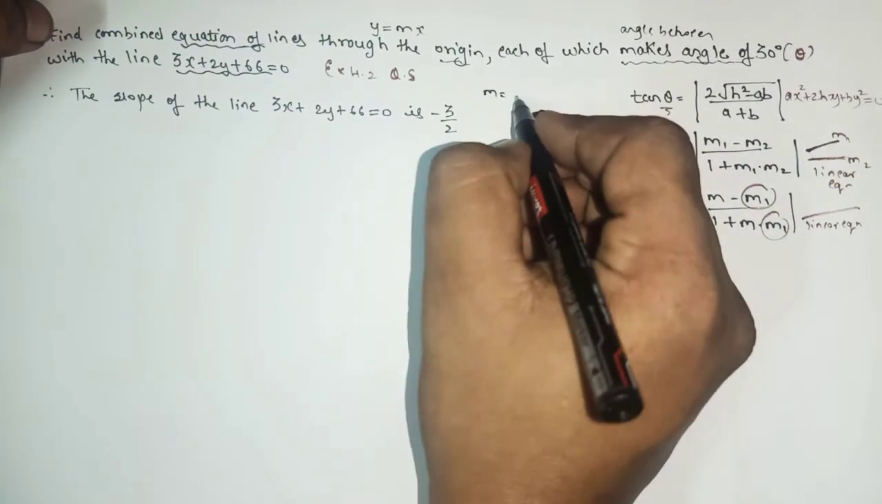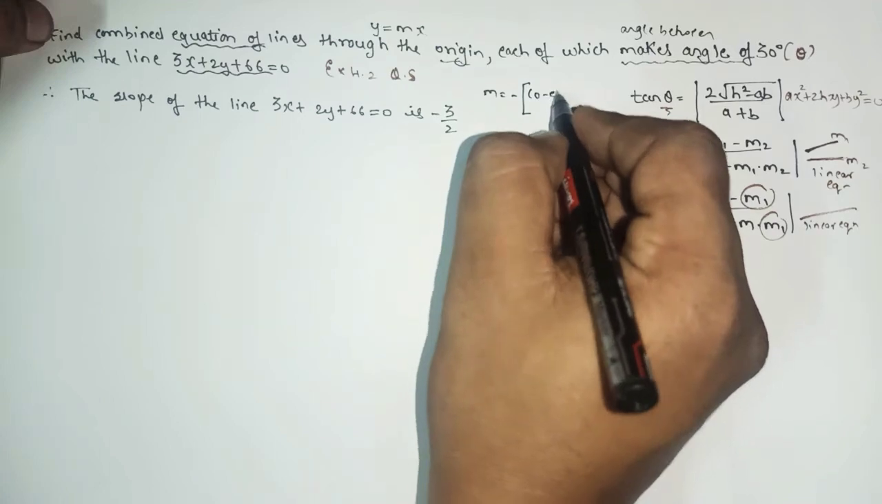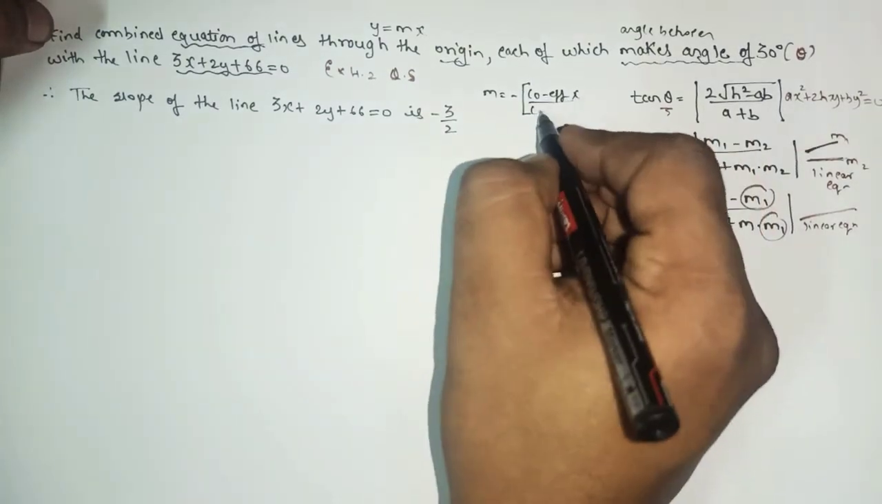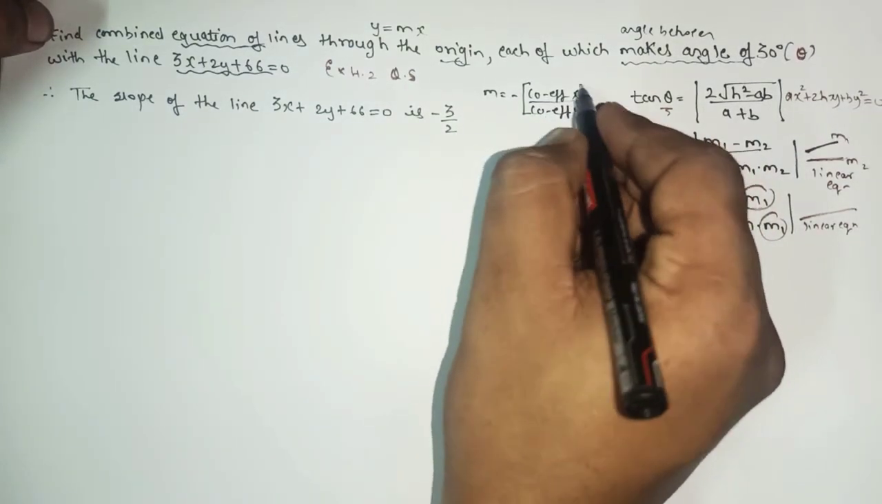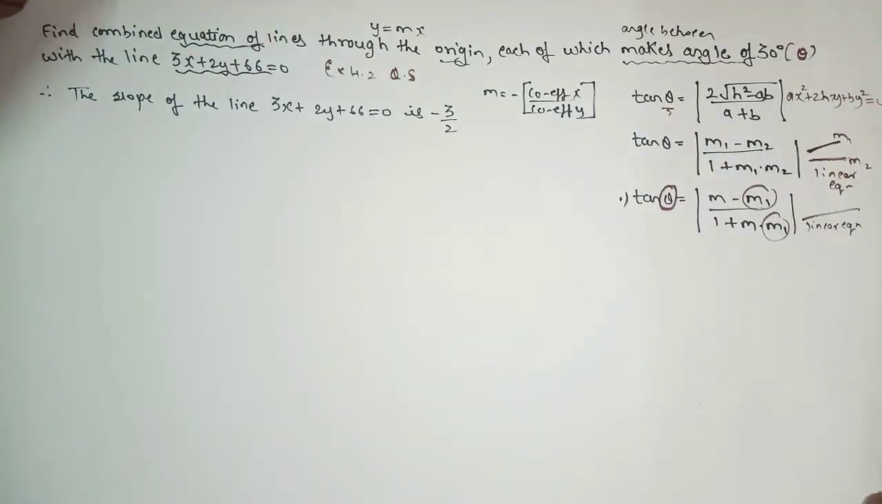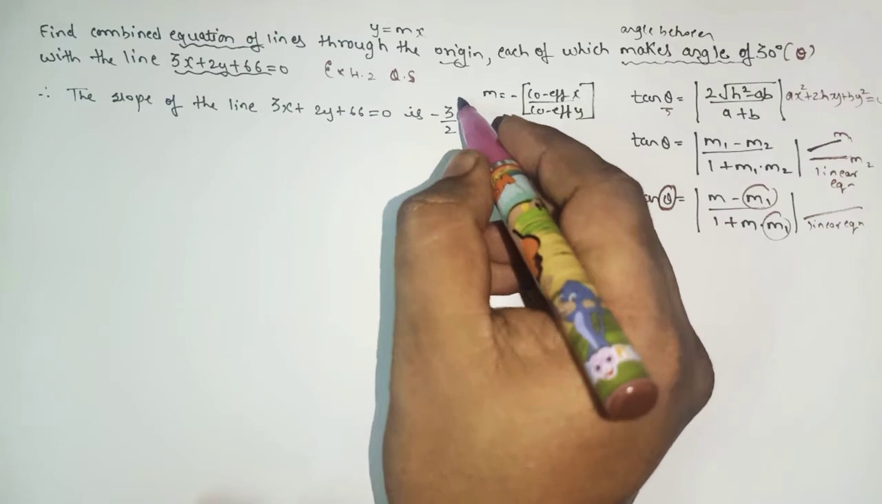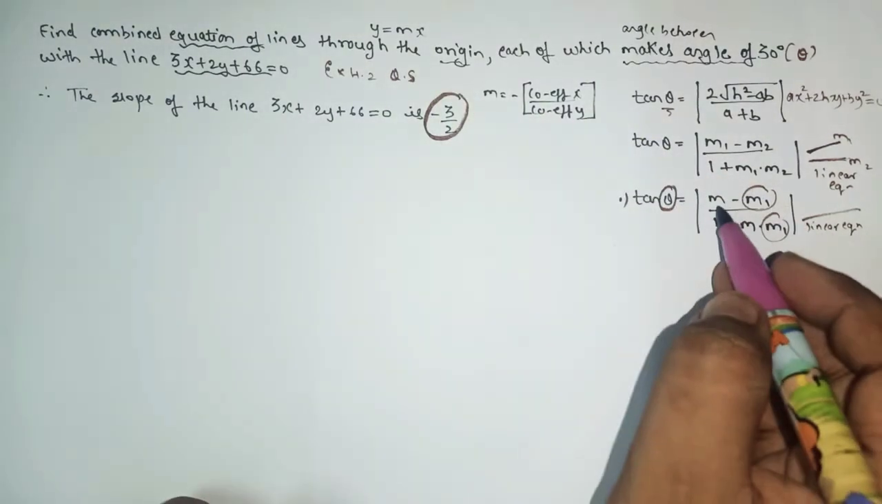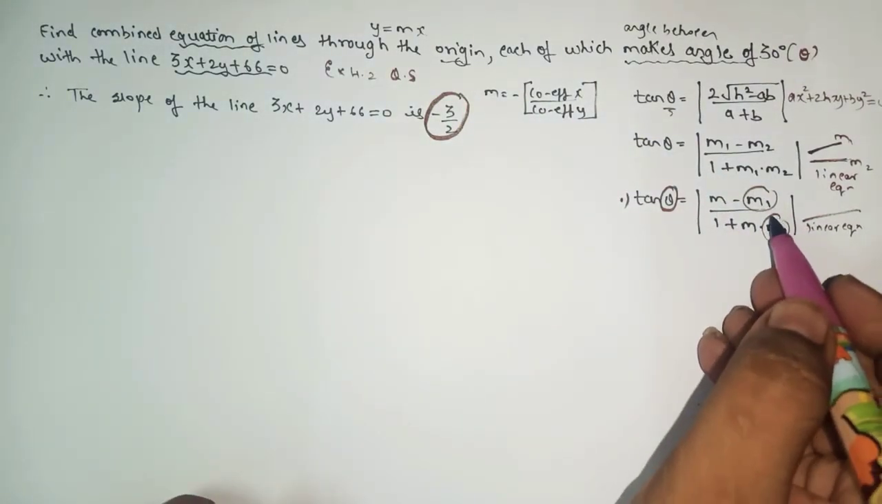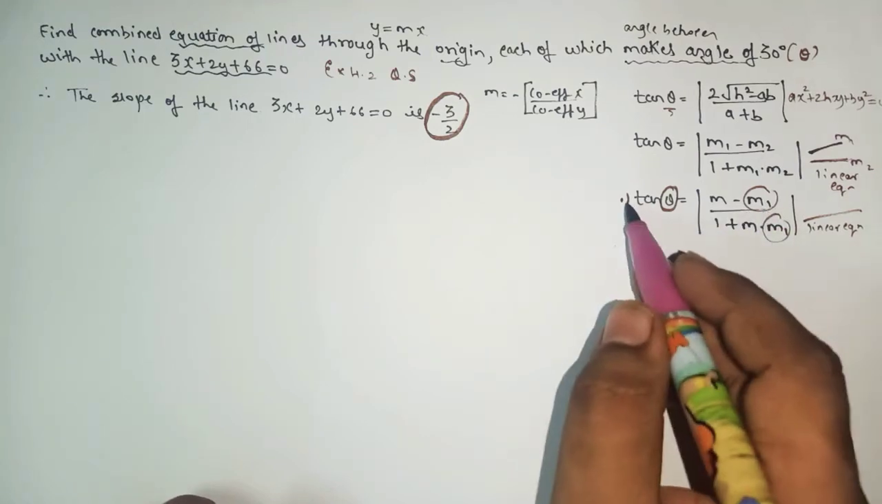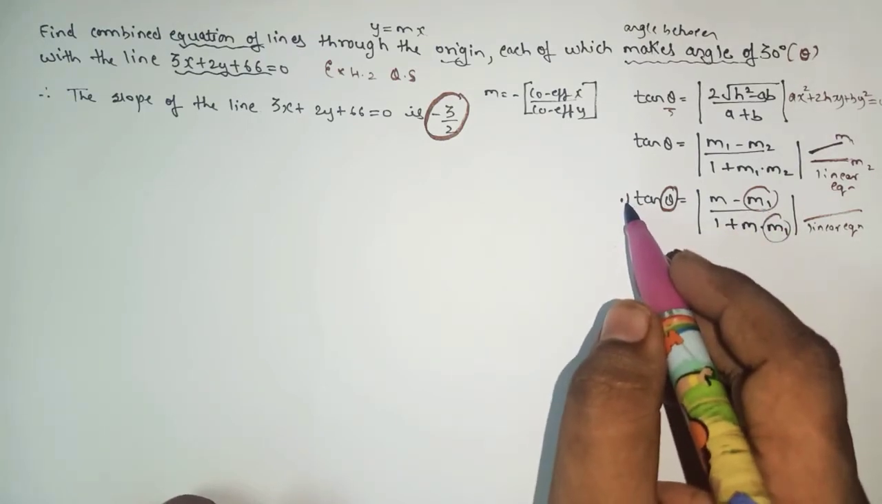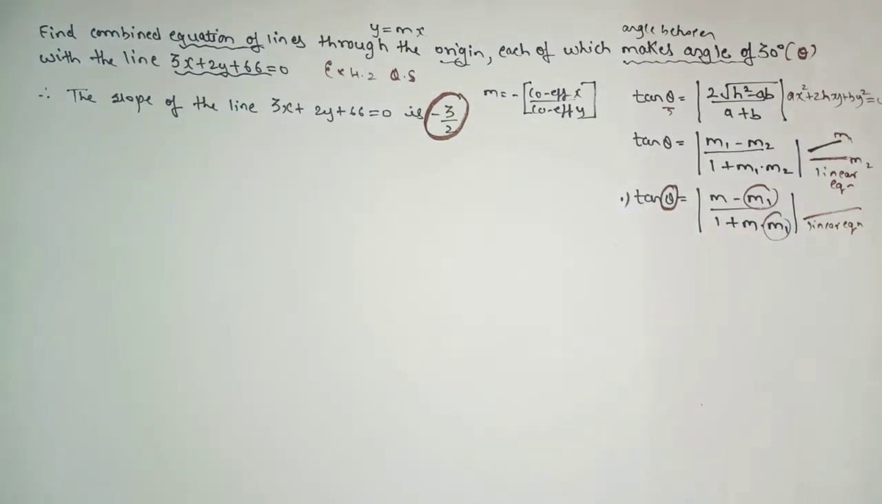Using the formula, which one? Minus coefficient of x upon coefficient of y. You all might be knowing, yes or no? But we don't know whether this minus 3 upon 2 is m or m1. Remember, actually it is m1 when you apply this formula, m1. So here we'll write what?